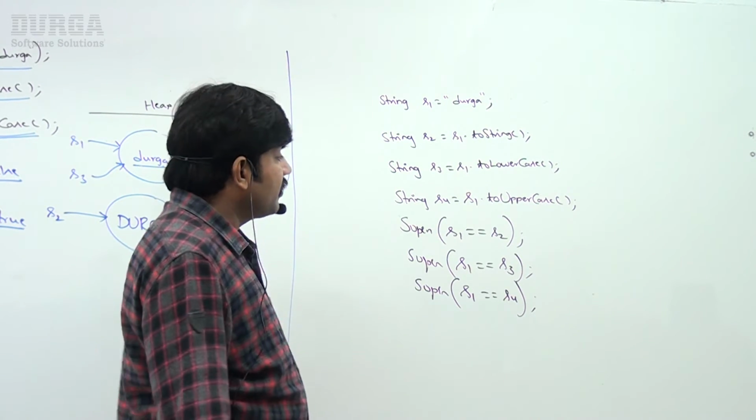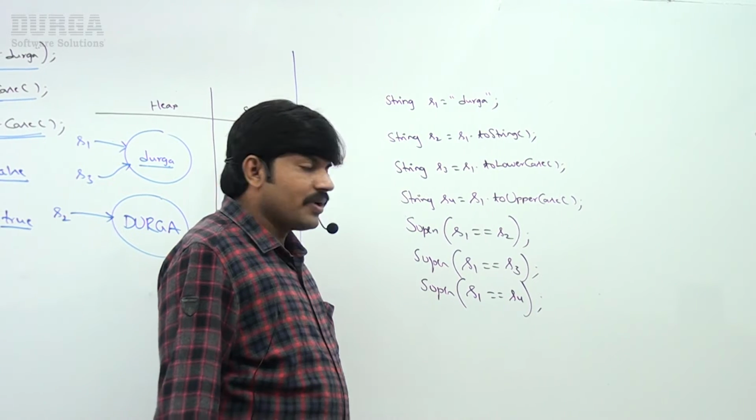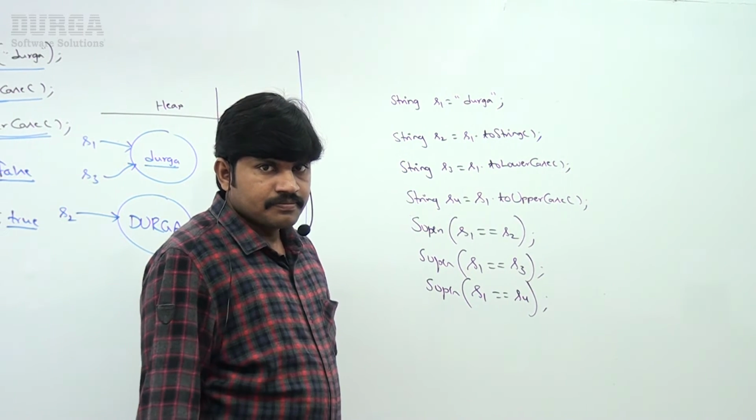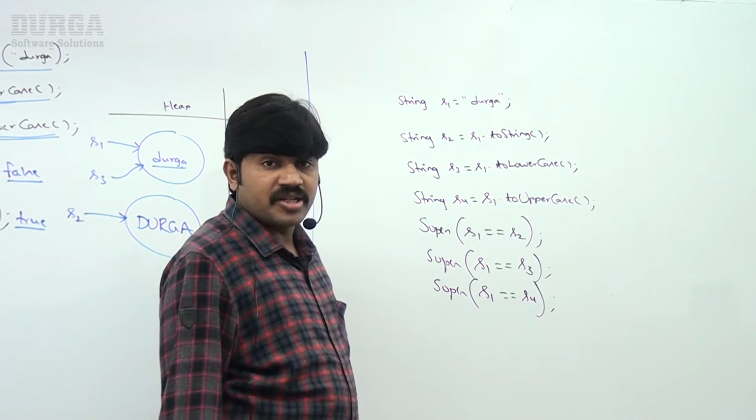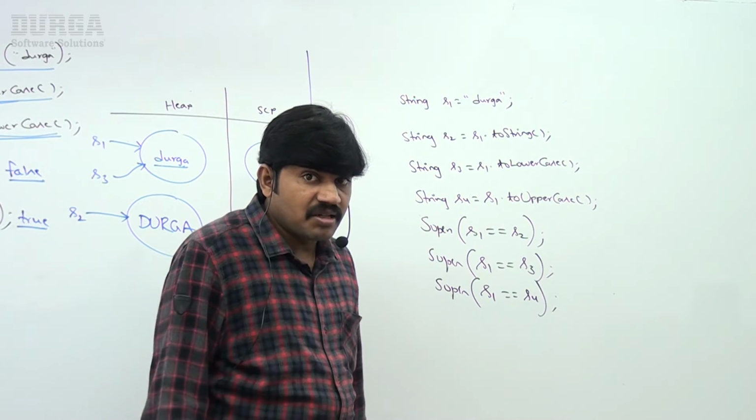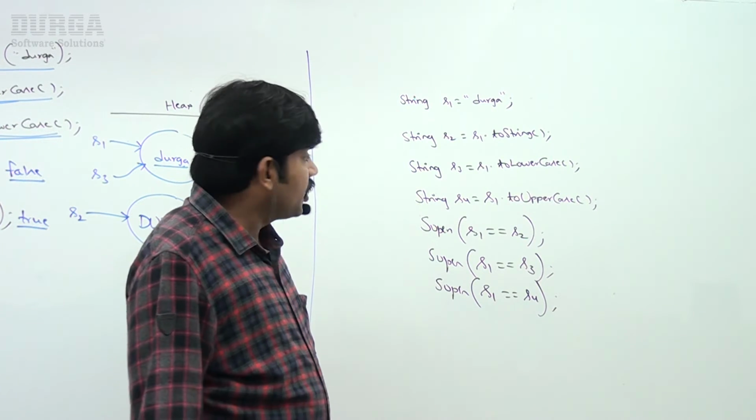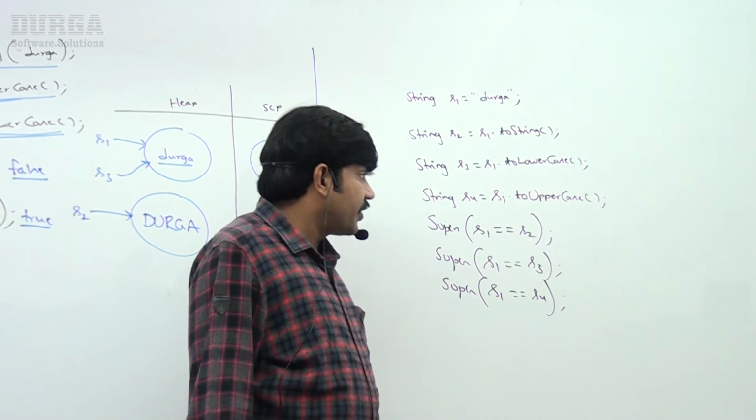Now my question is very simple. What output are we going to get? If you are aware of the memory structure, very easily you will be able to answer. Can you please guide what output you are going to get for this requirement?